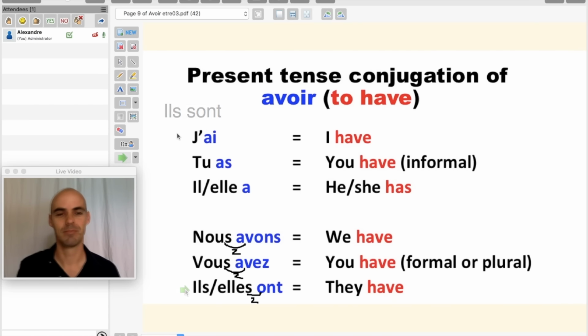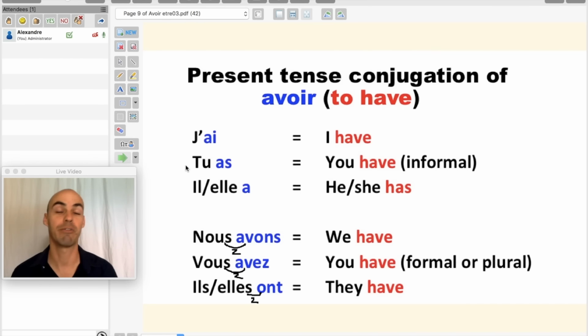D'accord? Now, if I spoke fast in a conversation, the only difference you will hear is on the tu form. We would drop the u, as you can imagine, and say t'as. For you have, do you have a car? You say t'as une voiture. For tu as une voiture, the French would really say t'as une voiture in a conversation. Okay? But let's see some examples.